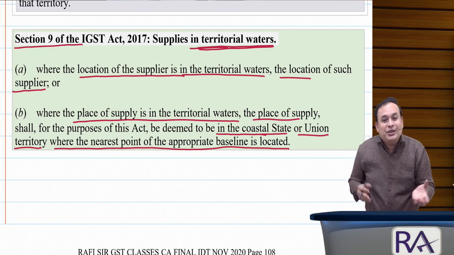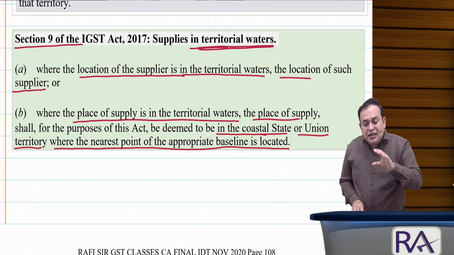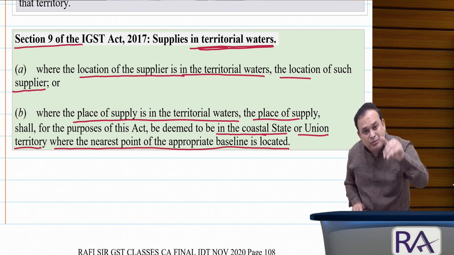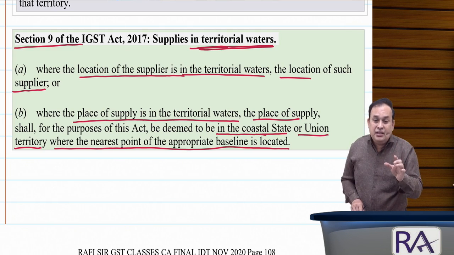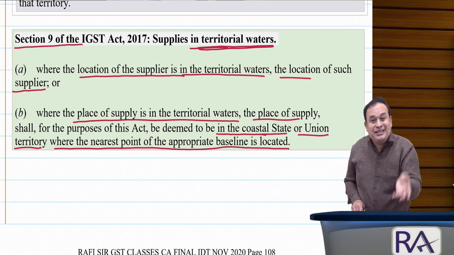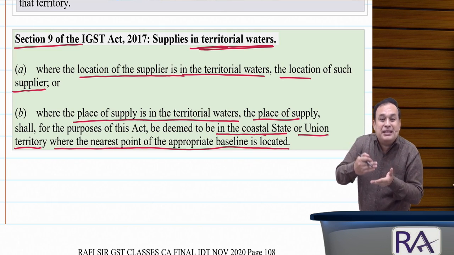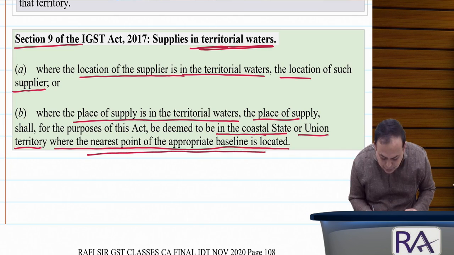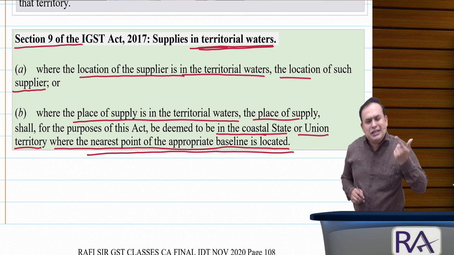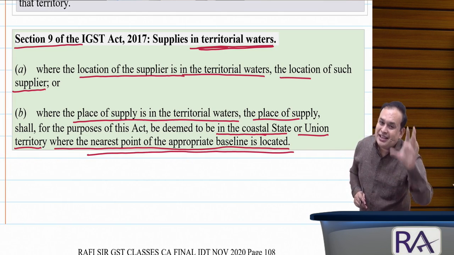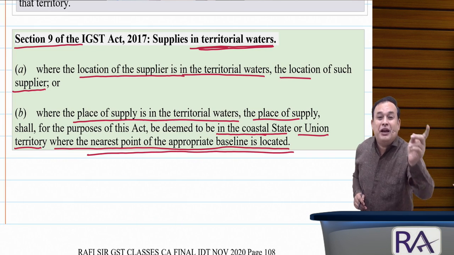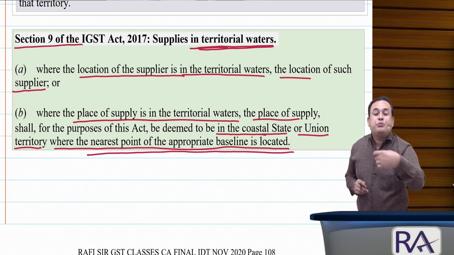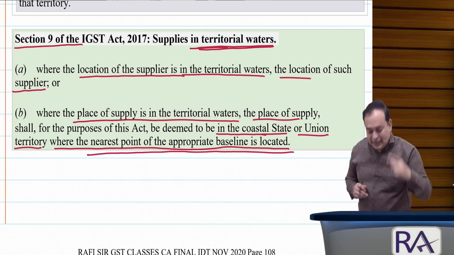How to understand? Therefore, the lawmaker said here, if the place of supply is in the territorial waters within the 12 nautical miles from the baseline, then that place of supply shall be deemed to be in the state where the nearest point of the appropriate baseline is. How to understand? Very simple. I am going to present a classical example. If the place of supply is in the Bay of Bengal, it belongs to so and so state. How? By the nearest point of the baseline from that coastal area. Example.